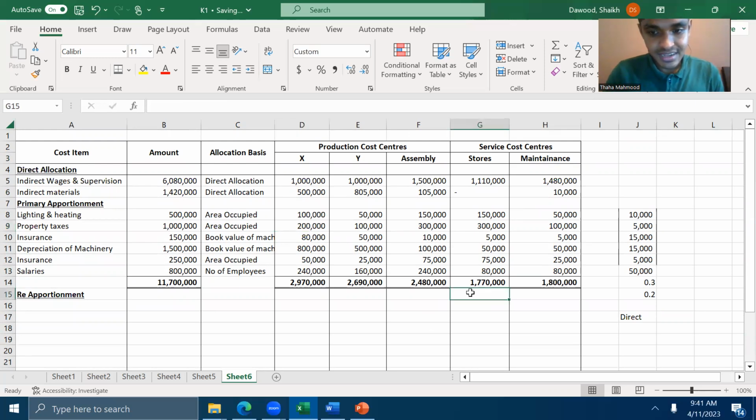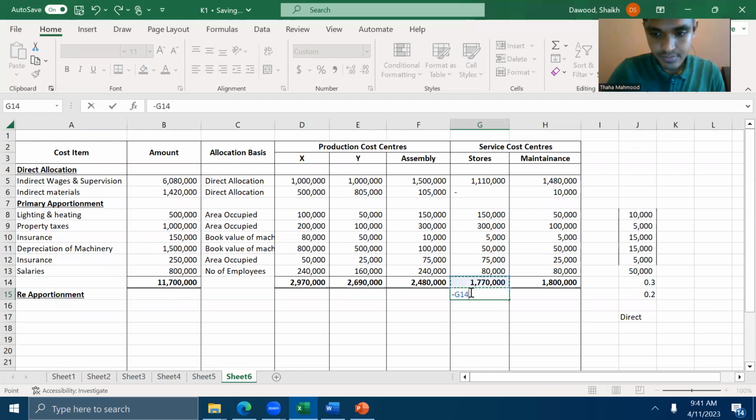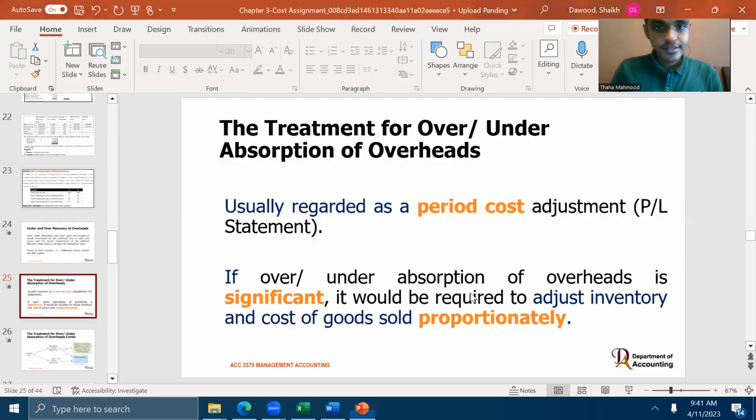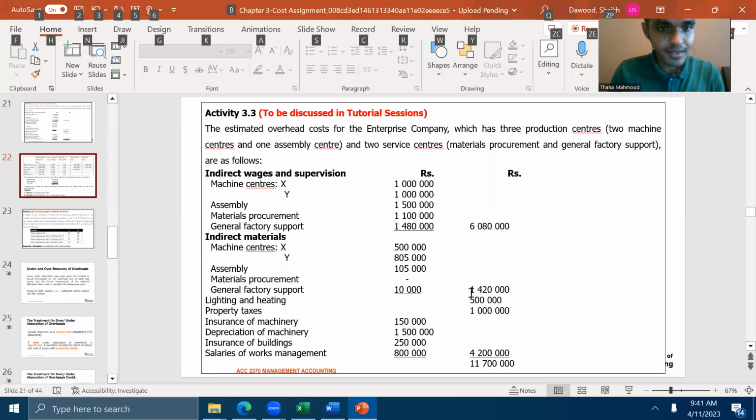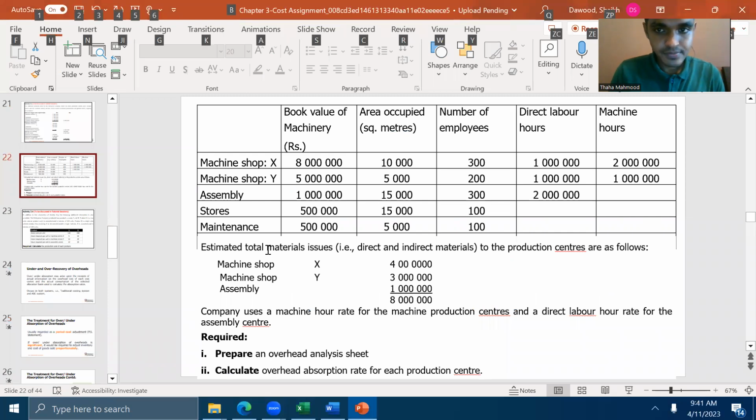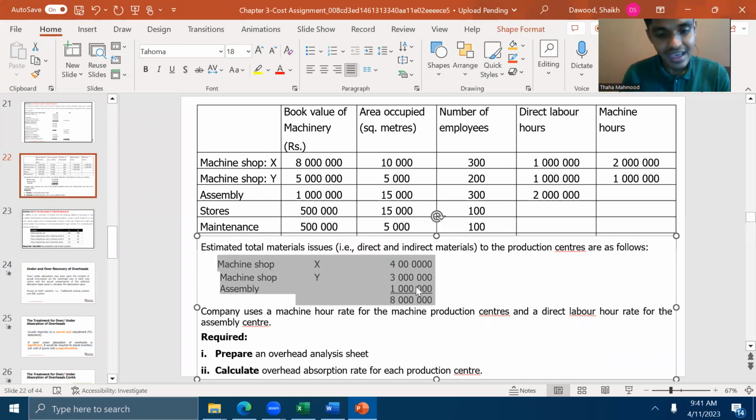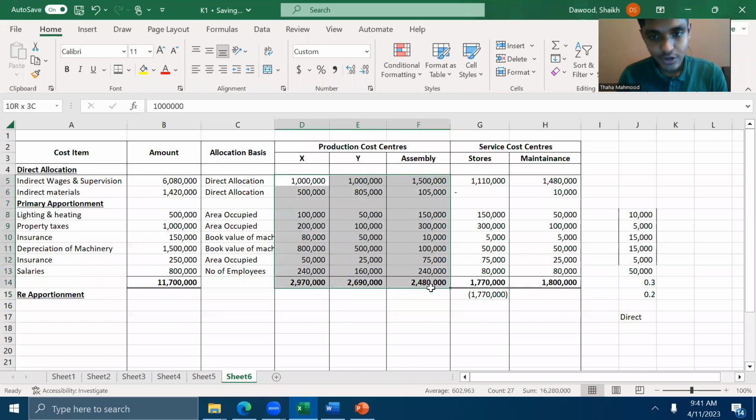So now, firstly, let's start off with the stores. Stores එක reapportion කරන්නේ කොහොමද? It says that estimated total material issues to the production centers as follows. So this is the basis which we should use to reapportion. Stores එකෙන් ගන්න මේගොල්ලෝ material requisition based on number of materials each production cost center requisition. Based on the number of material requisitions made by each production cost center, we can reapportion this cost into the production cost centers.